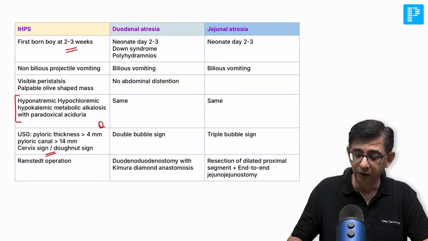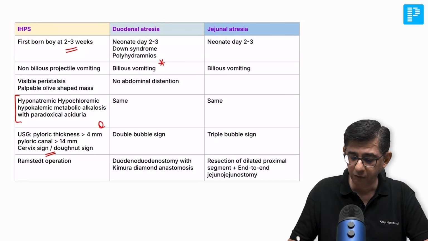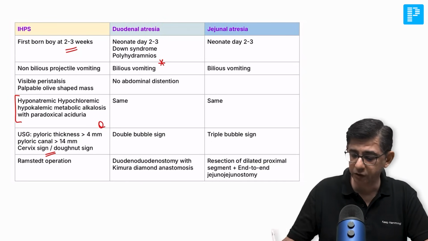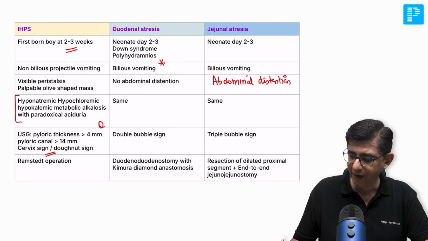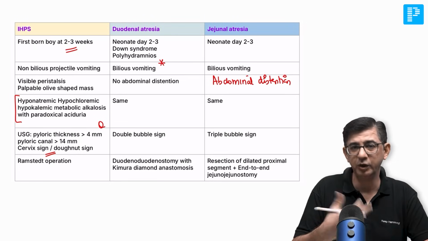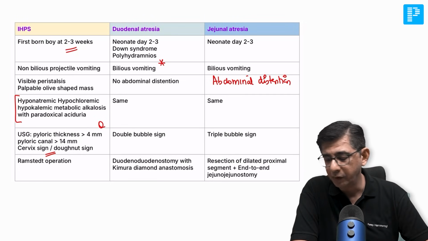Now for duodenal atresia, it would always be bilious vomiting with no abdominal distension, whereas in jejunal atresia, some amount of abdominal distension can usually be present. Understandably, the more distal the obstruction, where there is an atresia component, the gas in the abdomen would be present in much more significant amounts. In the proximal part, the chances of gas will be negligible.